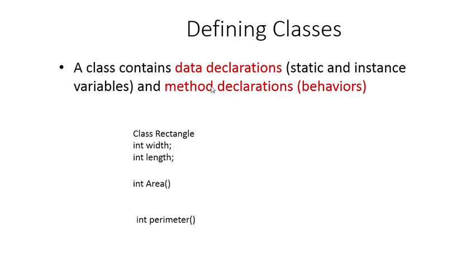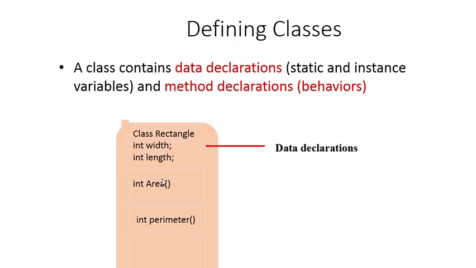It's called a class. For example, you have to create one class here, rectangle. Data declaration, you have to write integer width and length, and methods, that is area and parameter. So here we have to declare the rectangle class. These are the data declarations, that is static or instance variable, and method declarations which behave like a behavior: integer area and parameter. So you have to calculate the area of a rectangle, and calculate the parameter of a rectangle.